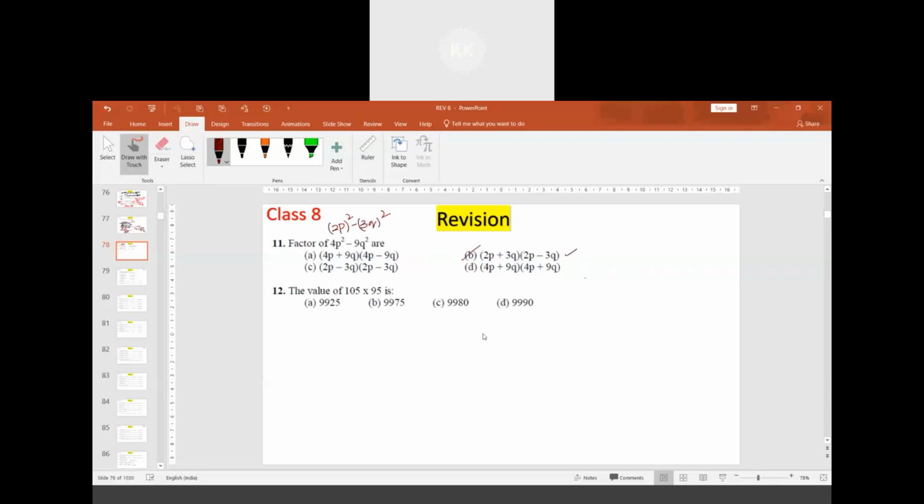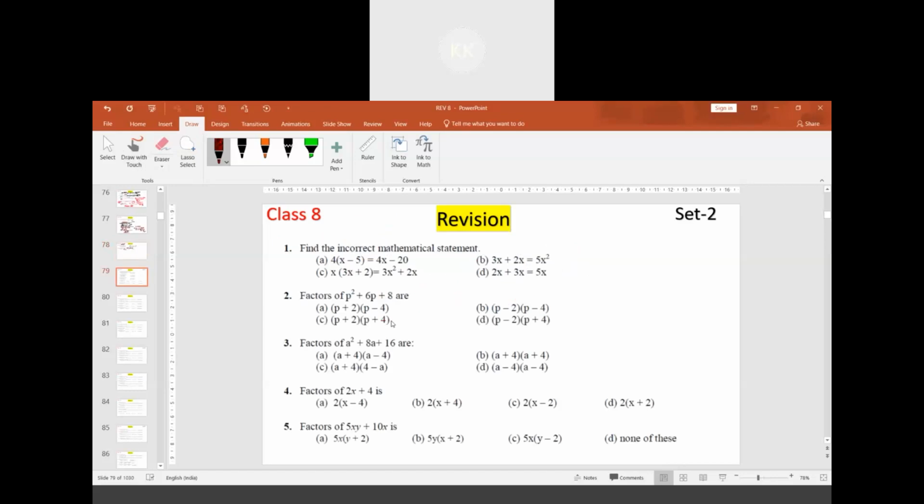Option B. So the next question is almost similar to that, 104 and 96. It can be written as 100 plus 5 and 100 minus 5. So it is 100 square minus 5 square. So from 10,000 we need to subtract 25. So 9975, option B, is the right answer.